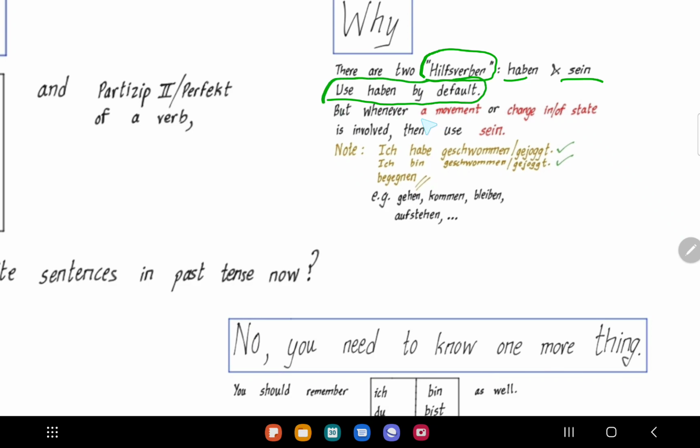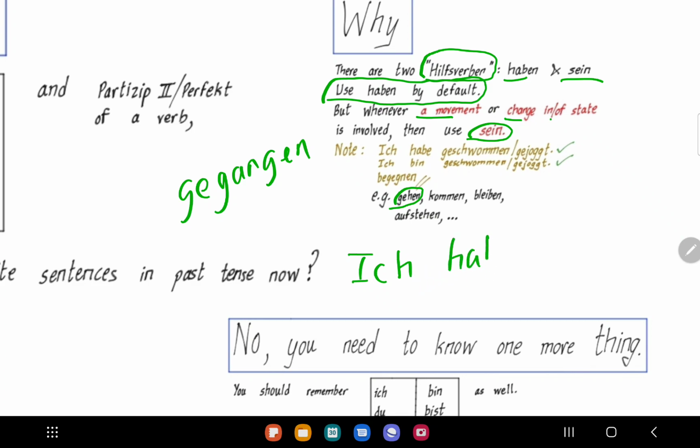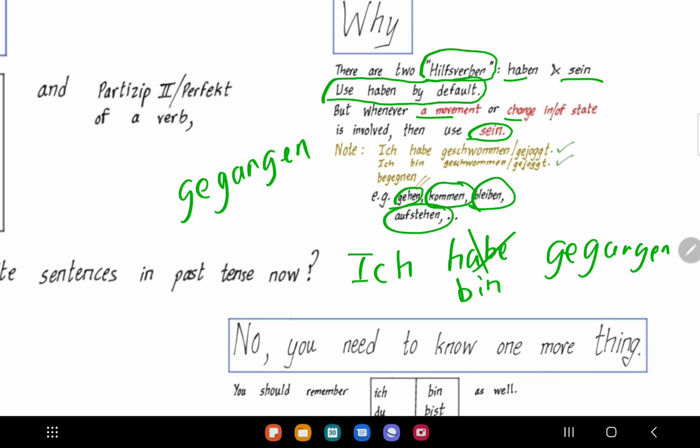But whenever a movement or change of state is involved, then use sein. What do I mean? For example, gehen. When you want to say I went, the Partizip II of gehen is gegangen. Instead of saying ich habe gegangen, which is not correct, you will say ich bin gegangen. Whenever it is movement or change of state, you will see this. For example, bleiben, to stay, kommen, aufstehen, or einschlafen. Aufstehen and einschlafen specify a change of state. So whenever you have these, you will have to use sein as the helping verb.